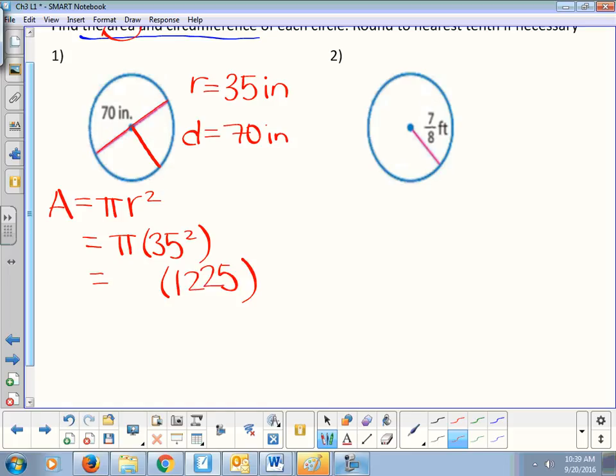1,225. And I also want to bring down pi. This time I'm going to plug in my value. What value do we use for pi? 3.14. And our last step will be to multiply these two values. So we get 3,846.5. And what's our unit? Inches. And anytime we're solving for area, it's going to be inches squared.